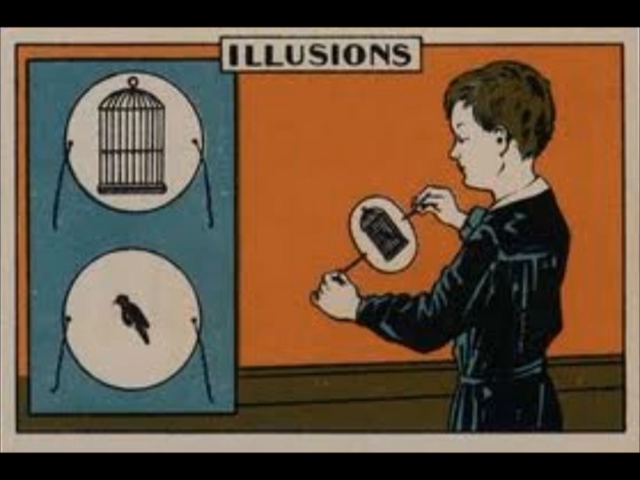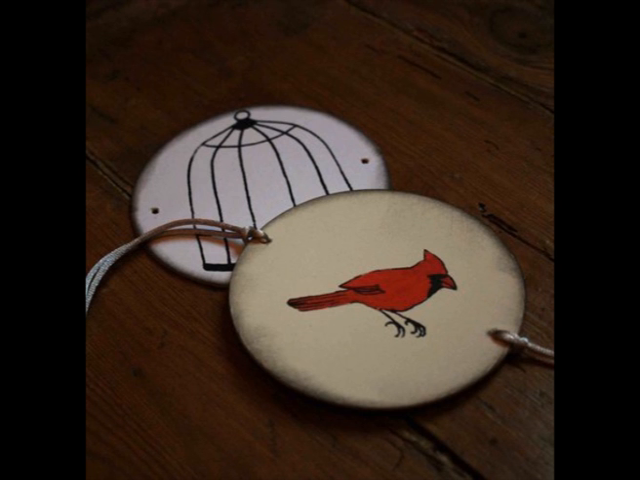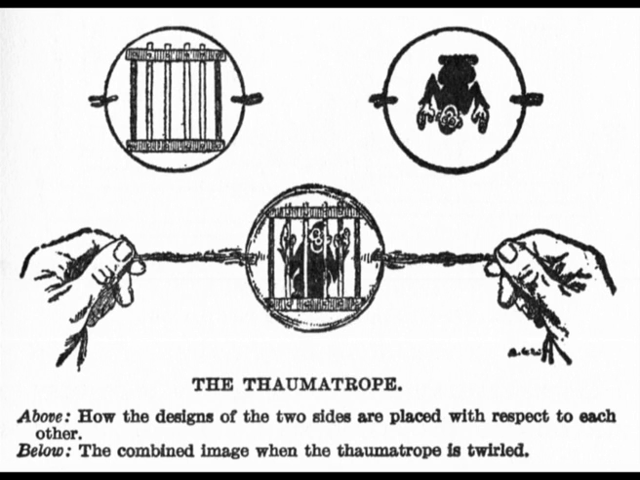The thaumatrope came soon after the magic lantern. The thaumatrope was an invention which turned two pictures into an animation. This was invented in 1825 and was a fantastic invention and was key to the discovery of movement within pictures.